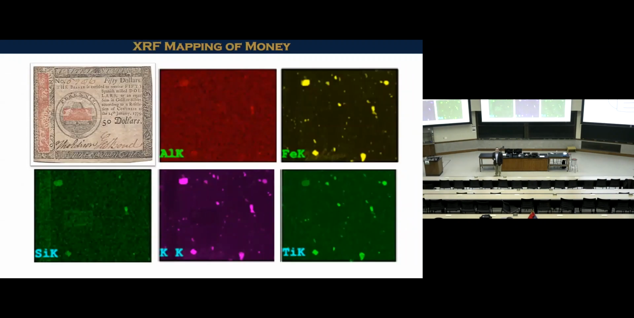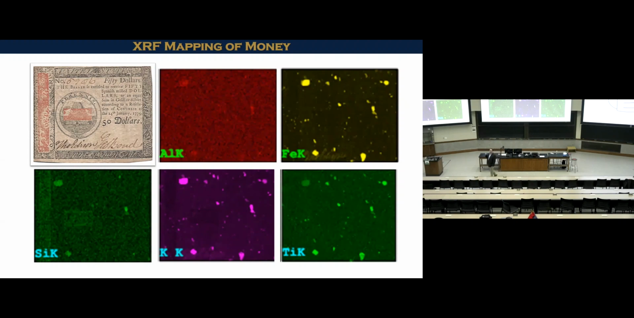But another very interesting thing was that when we scan this money, this is the legitimate one. You can see inside the bills, inside the paper, some of these inclusions which contain iron, some aluminum, silicon, potassium, and titanium.